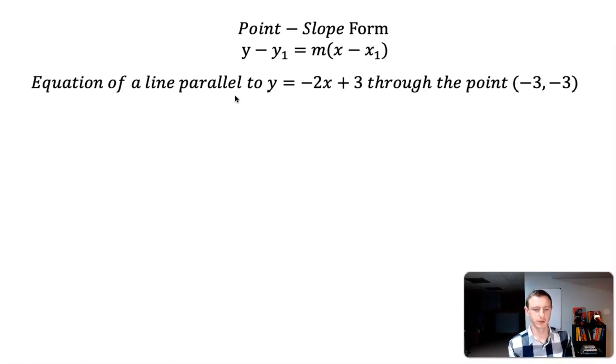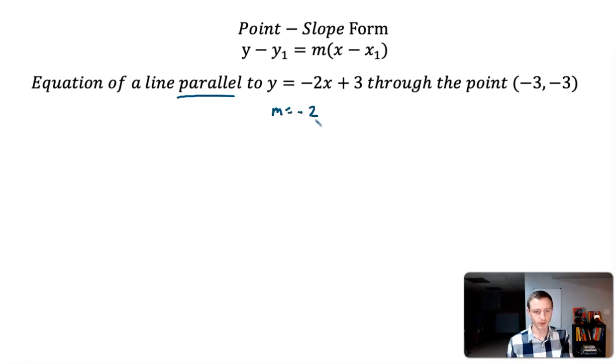In this video, I want to take a look at coming up with an equation of a line that is parallel to this given equation and also crosses through the point -3, -3. So key information here is that they're telling us that it is parallel to this line. Well, what does parallel mean? Parallel means that the slopes are going to be equal.